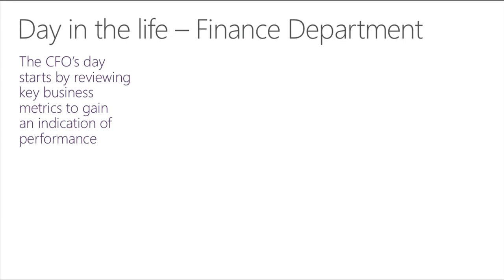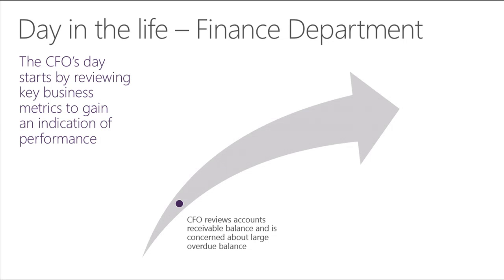The second demo flow, again, starts the same with the CFO reviewing key business metrics. This one is a collections-related scenario. So the CFO is reviewing accounts receivable balance and aged balance and notices a large overdue balance. So ask the accounting manager to please take a look at this. I want to understand what's going on.